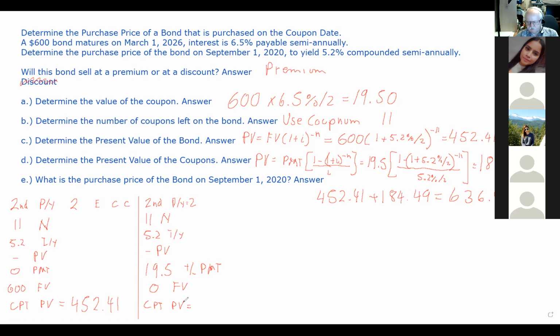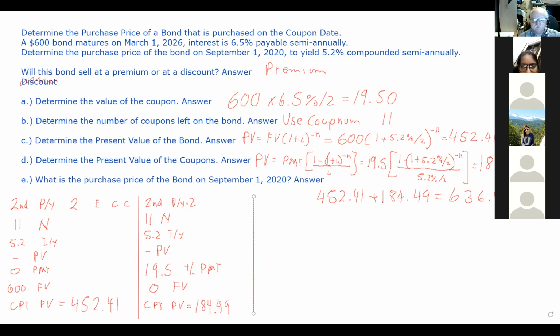So second, PY 2, enter, down, 11 into N, 5.2 into interest, nothing in present value, 19.5 into payment, 0 future value, and compute PV. And that works. That gives us the 184.49. But I suspect that if we do both these calculations, we'll get the final answer here.